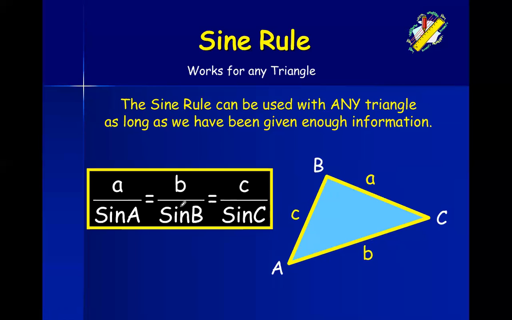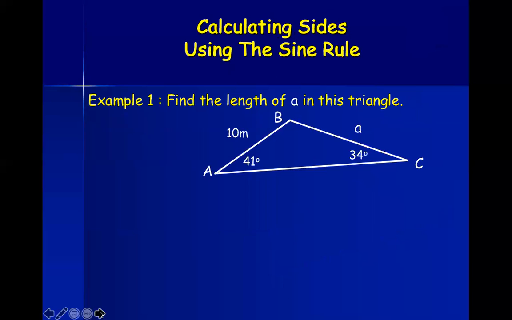Okay, so let's say we've been given a and we've been given these two angles, we can figure out what b is, or we've been given a and b and we've been given sine B, we can then find what sine A is. So, example, find the length of a in this triangle.